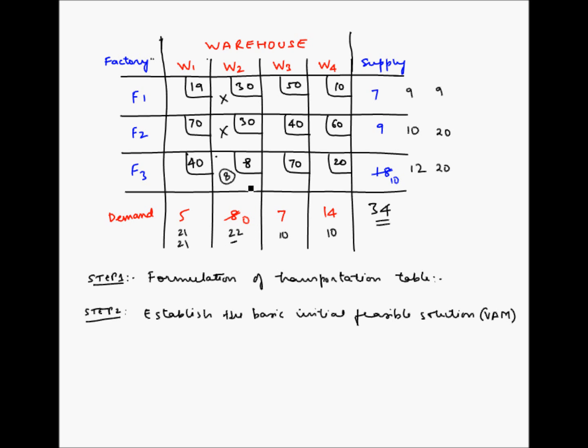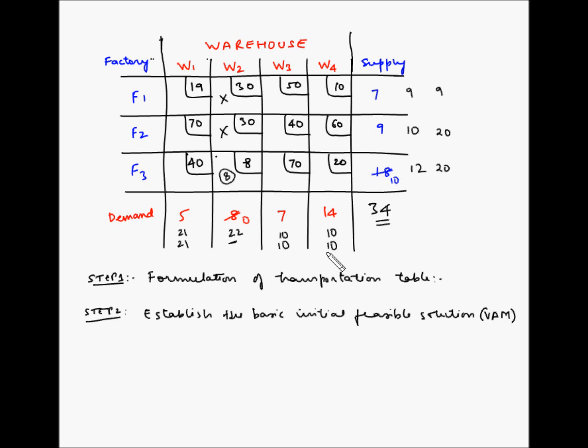For W2, we have already completed the allocation, so we'll ignore this. For W3, the lowest is 40 and the next lowest is 50. So the difference is 10. And for W4, the lowest is 10 and the next lowest is 20. So the difference is 10.